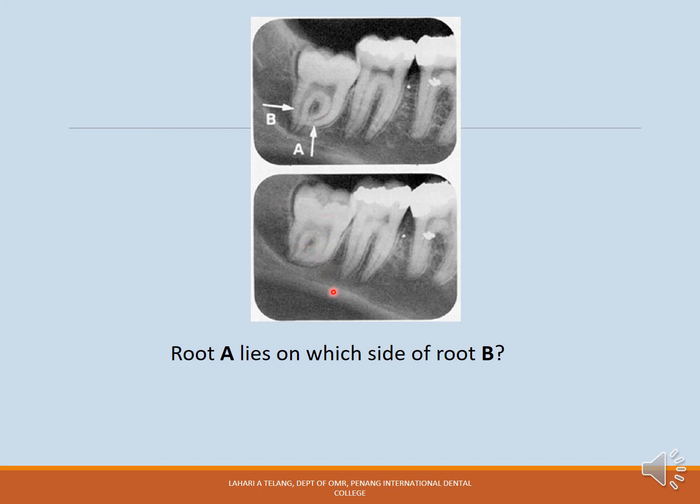So if you've increased the vertical angulation, or basically the X-ray machine has been moved lower, you have noticed here that root A also has moved lower. That means root A is placed lingual to root B.